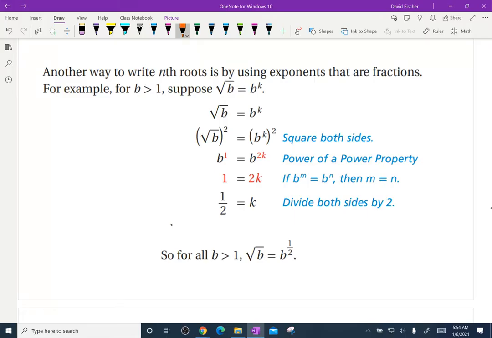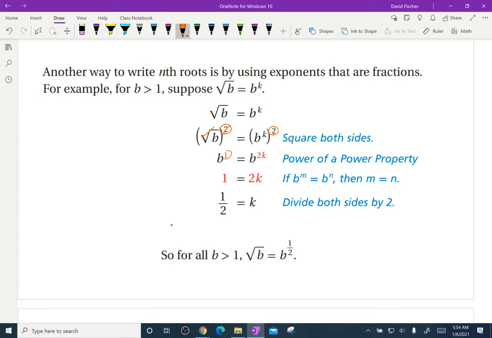We already said that the opposite of a square root is the square. So what they're saying is if we squared both sides right here, this square would cancel out that square root. With an exponent of an exponent, we multiply, so we get a 2k up here as an exponent. This just becomes b to the first.